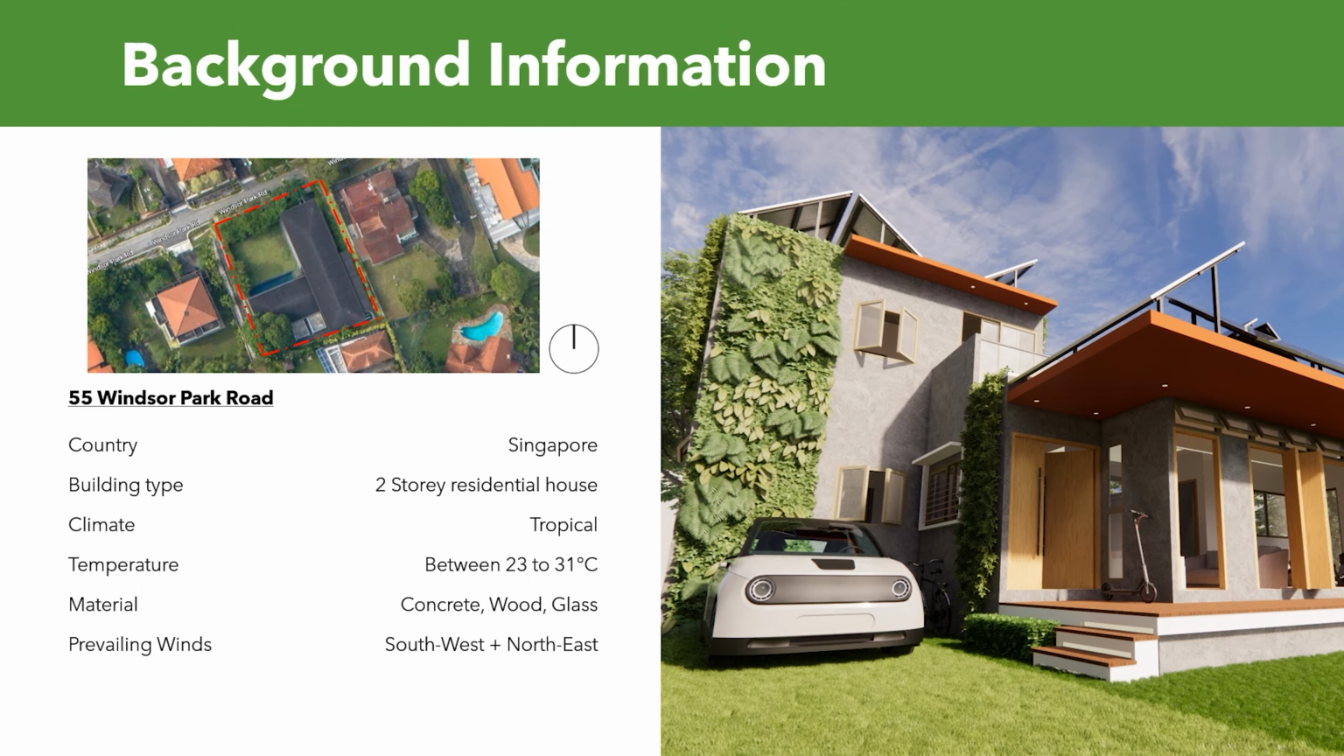This three-story house is located in District 20, which is in Ang Mo Kio, Bishan, and Thompson area, on Windsor Park Road. Being in a tropical region, the temperature of this area ranges from 23 to 31 degrees, and the construction materials used for this house are primarily concrete, wood, and glass. And most importantly, the prevailing wind direction originates from the southeast and the northeast.